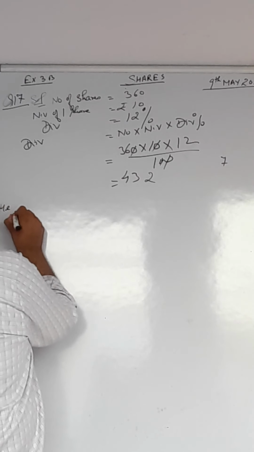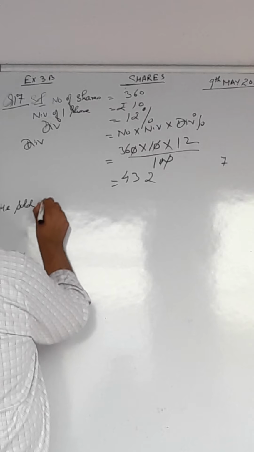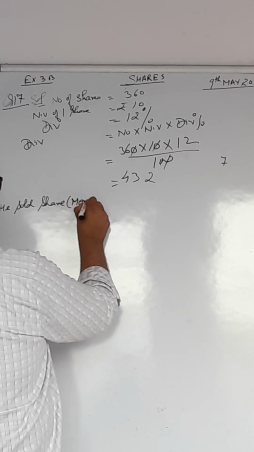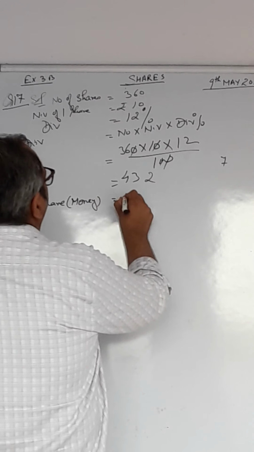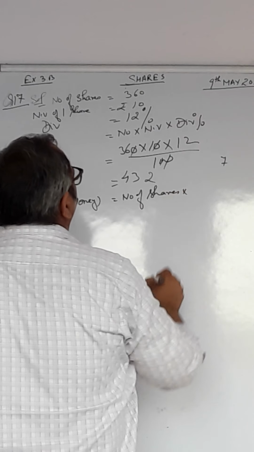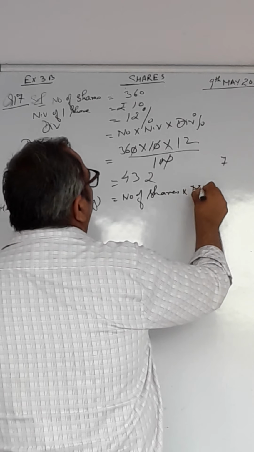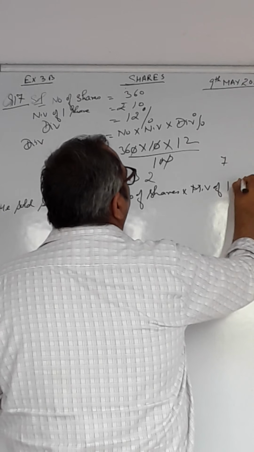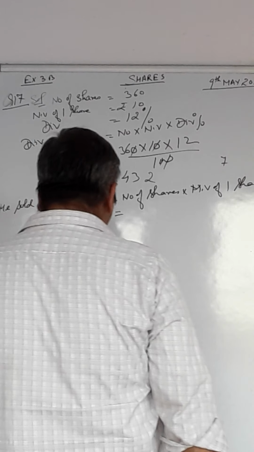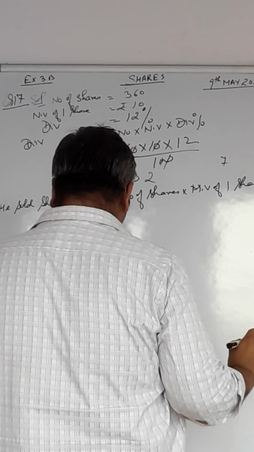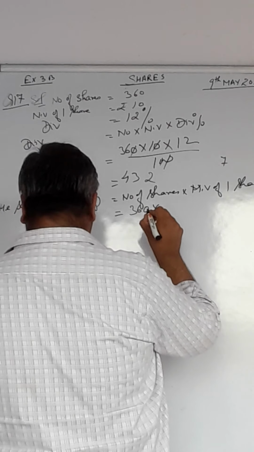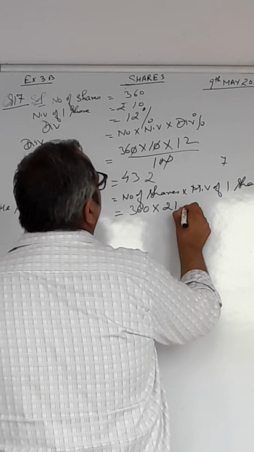He sold shares. Money he will get equals number of shares into market value of one share. Number of shares, how many is he having? 360. 360 multiplied by 21.